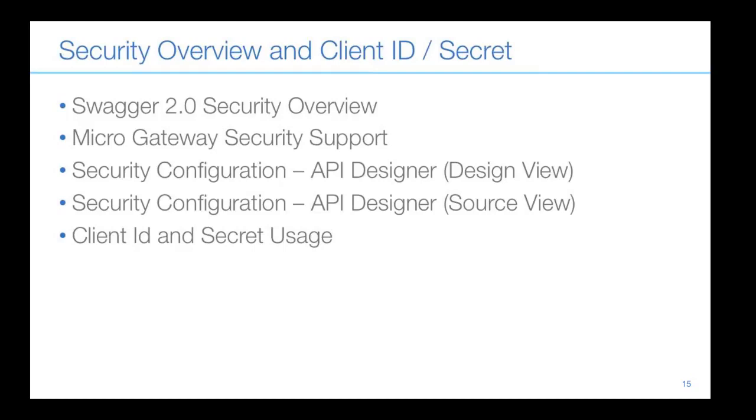So I'm going to start out by giving an overview of how Swagger 2.0 security works. I'm going to talk about how the micro gateway implements that, and then I'm going to go over how the API designer allows you to configure it both in the design and the source view, and then I was going to talk about particularly some aspects of the client ID and client secret usage. Okay, next slide.